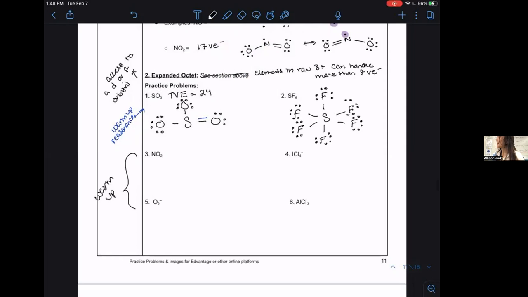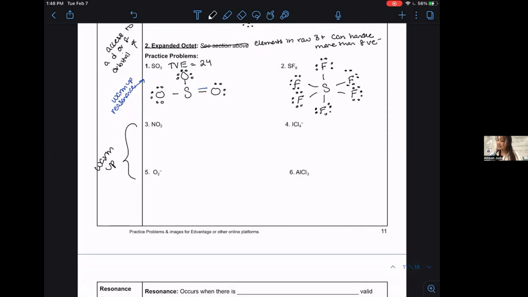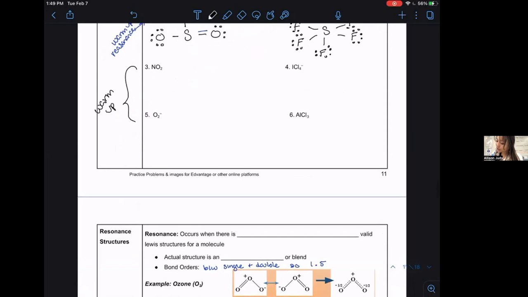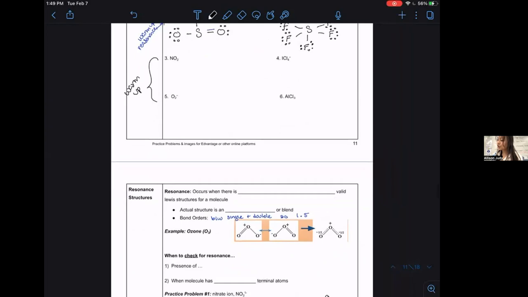Okay. So tomorrow we'll warm up with the other ones, but this was an actual example of expanded octet, okay? So let's talk about resonance. And this is your sneak peek into resonance, SO3. This occurs when there is more than one valid Lewis structure for a molecule.